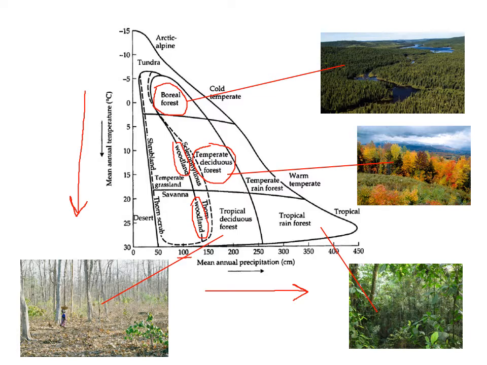I don't have a picture here, but we also have wet, cooler forests called temperate rainforests. This is what we find especially along the northwest coast of North America. So think about those sort of large trees, very wet and cool forests of the Pacific Northwest.